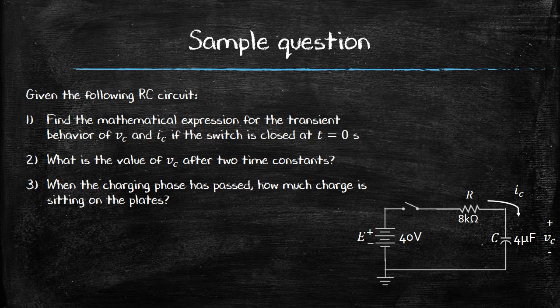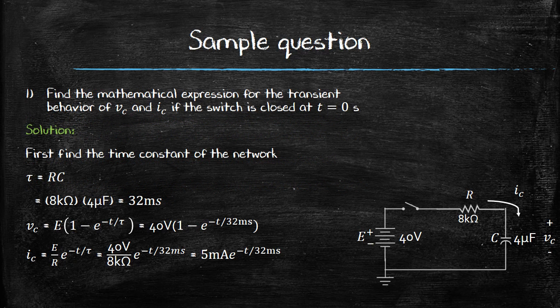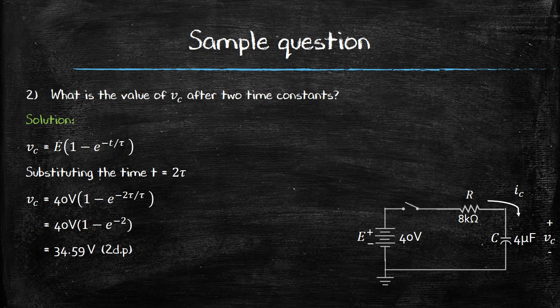We will do an example question, but in the interest of time, I suggest you pause the video to better see the working out. Part 1. To find the mathematical expressions for the charging phase, we must find the network's time constant. Subbing in our values for the network resistance and capacitance, we determine one time constant to be equal to 32 milliseconds. We can then write down our formulas for the charging phase and sub in the corresponding values.